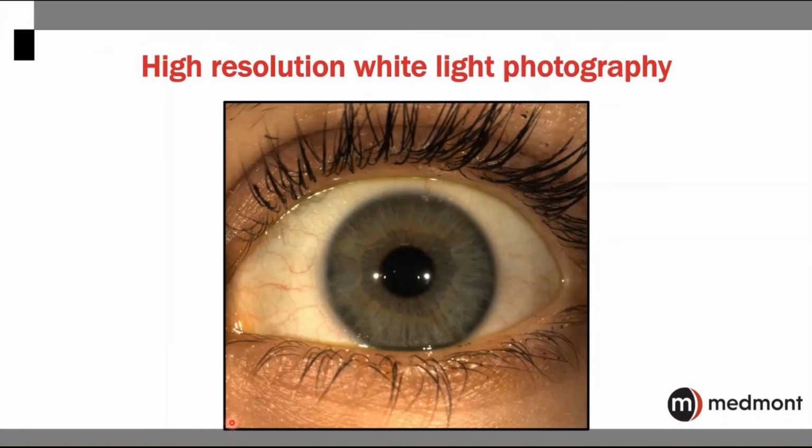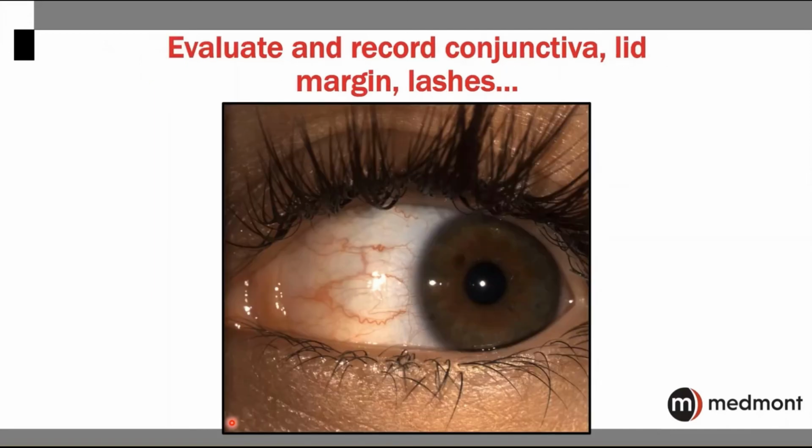The white light capture is similarly enjoying the benefits of the high resolution camera and that illumination that's so even across the entire field. And clearly the resolution and the illumination is really impressive, but so is the depth of field, allowing us the ability with one image to appreciate the conjunctiva, the lid margin, the eyelashes. The camera and the way this system works for imaging the anterior segment is really quite impressive.